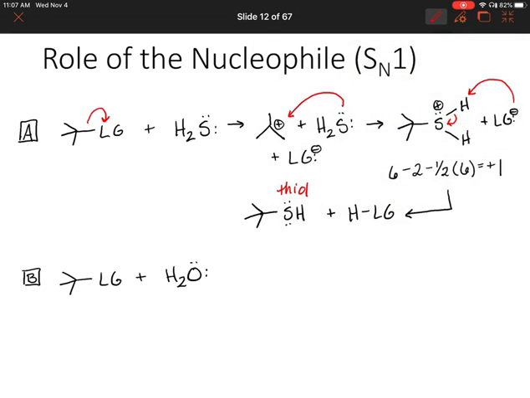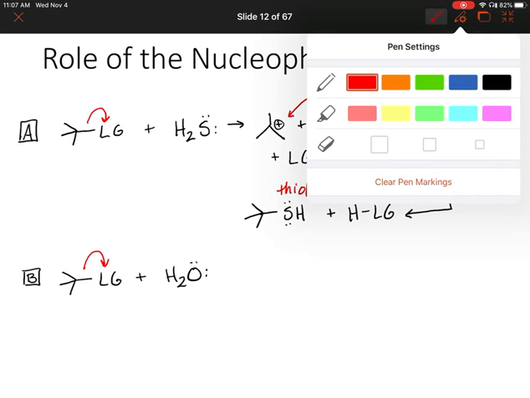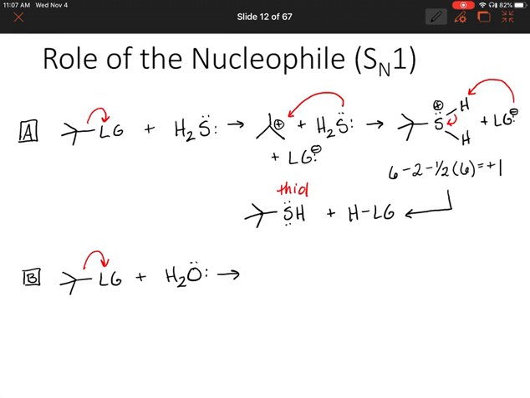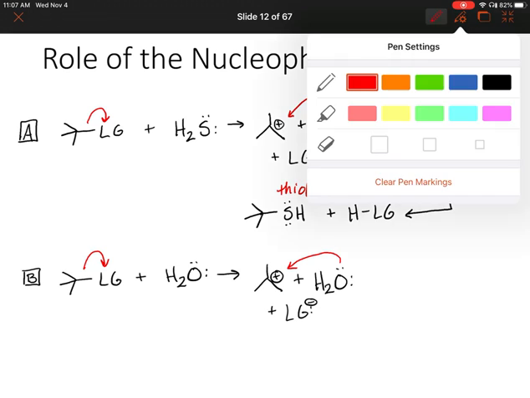Okay, so let's draw this reaction mechanism. All right, so similar to before, the leaving group leaves. And then we end up with our carbocation. And our nucleophile stays the same, and then we have our leaving group. Okay, so similar to before, the nucleophile comes in and forms a bond with the carbocation.